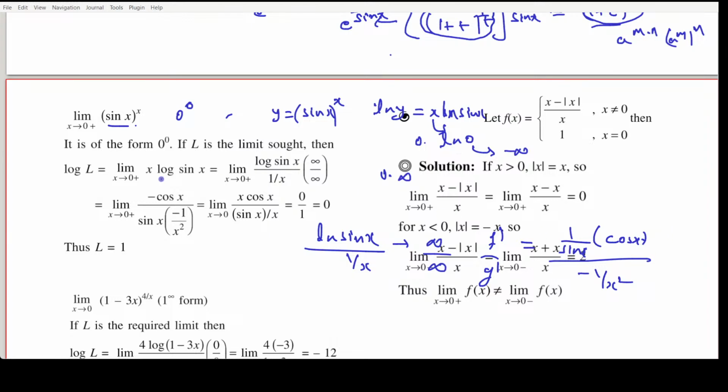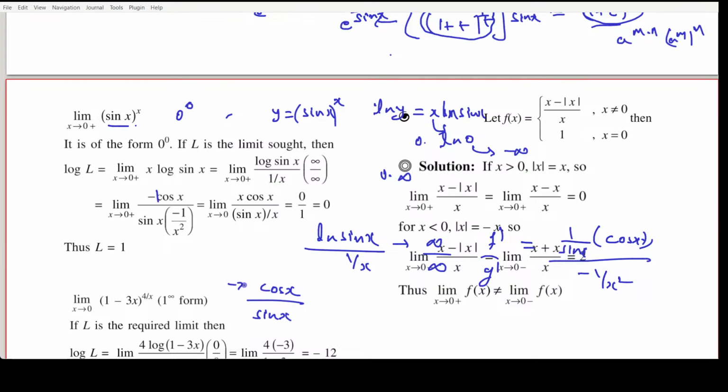I think he has done something wrong. Log sin x, if you differentiate, you will get 1 by sin x, and sin x, if you differentiate, you will get cos x. There is no negative. So ultimately, what you are getting is cos x by sin x by minus 1 by x square.